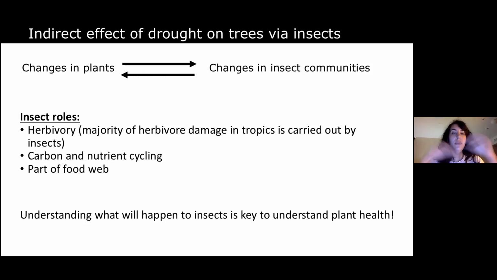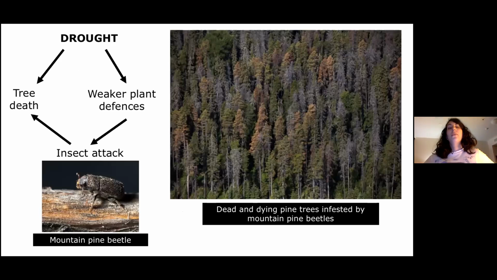So they have this huge important role, and so they can have a lot of effects on the trees following droughts. And so understanding what will happen with insects is really key to understanding plant health in the context of climate change and droughts. So what do we know at this point about the effect of droughts on plants via insects?